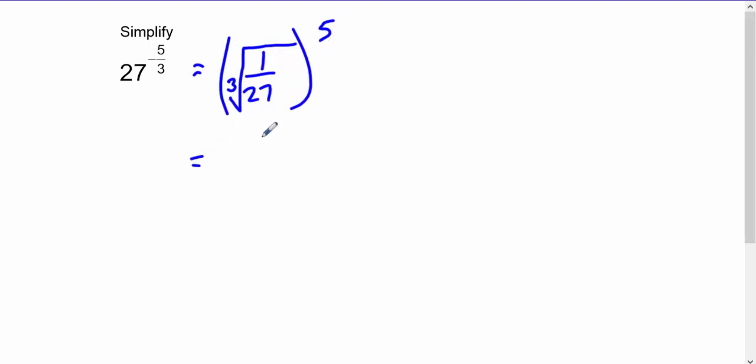Cube root of 1 is 1, cube root of 27 is 3, and that's all going to be to the 5th power. 1 to the 5th is 1. 3 to the 5th is 243, I believe.